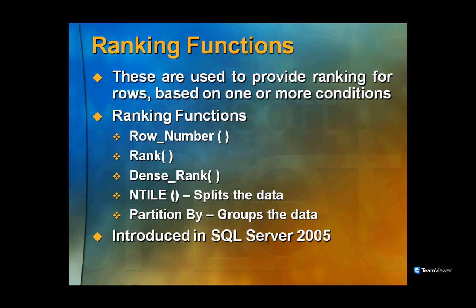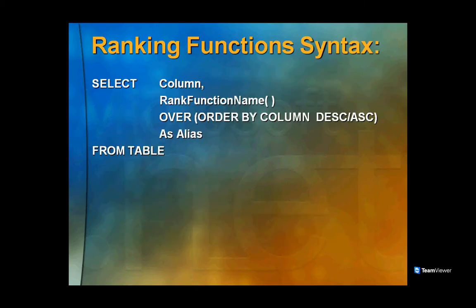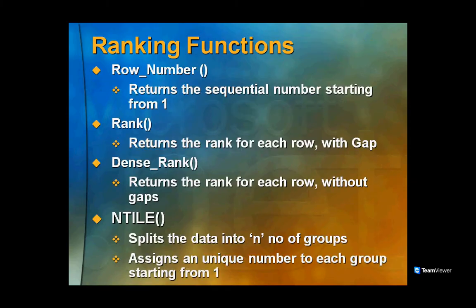So let us understand what each function is going to do. What is the syntax? You have to specify the column or columns. For example, select employee ID, employee name, and then the ranking function name and the OVER clause, where we use ORDER BY some column, any column from the table, and then an alias, and from the table. This is the syntax of a ranking function.